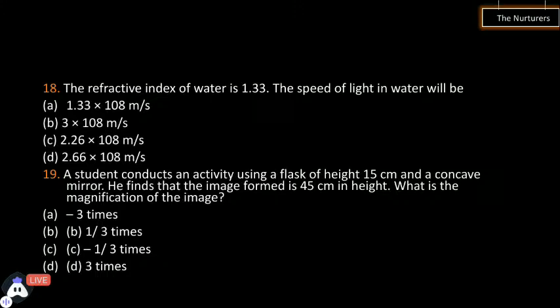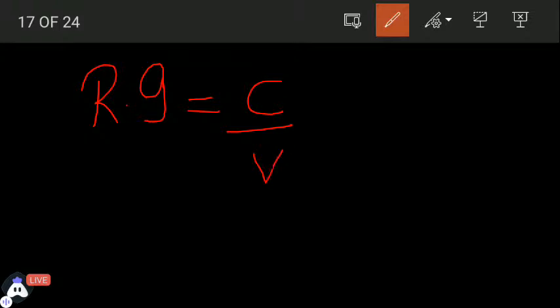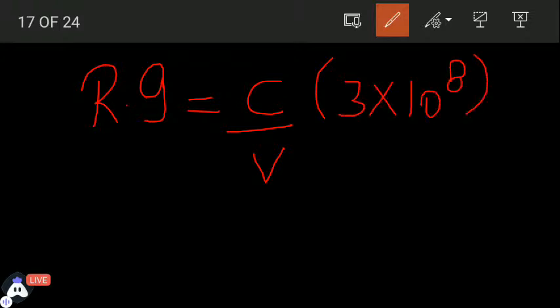I hope you are very well clear with the formula of refractive index. The formula of refractive index would be what? Refractive index, one of the formula is speed of light in vacuum upon speed of light in medium. Refractive index is already given to you, and you know the speed of light is 3 into 10 to the power 8 meter per second.